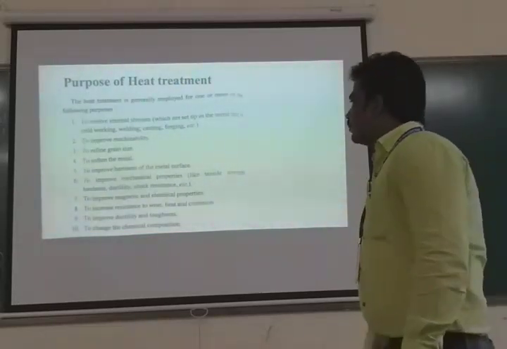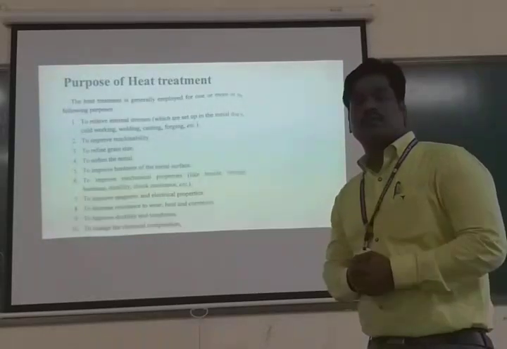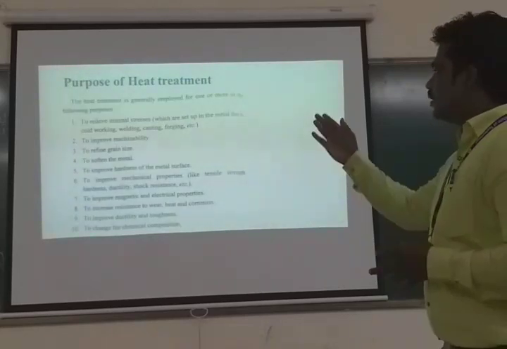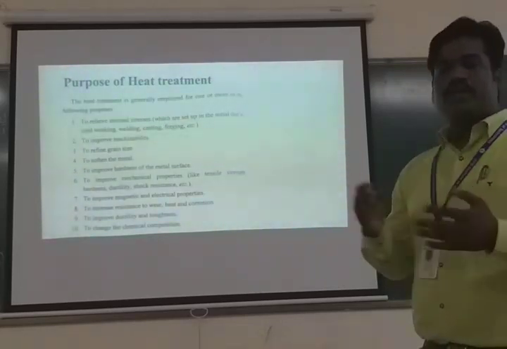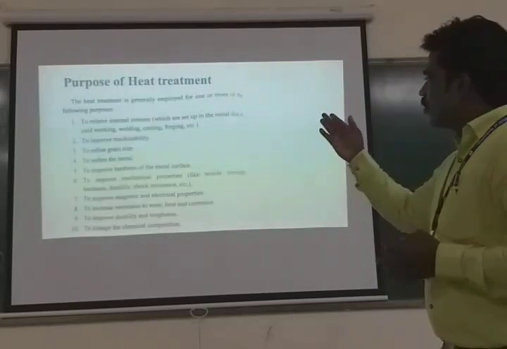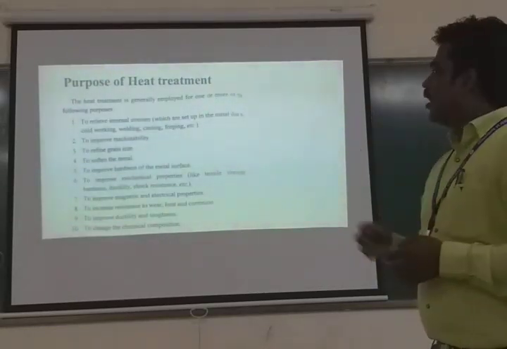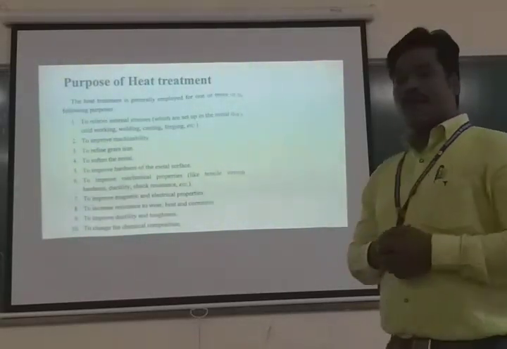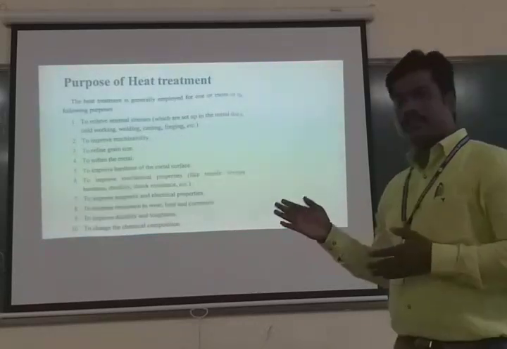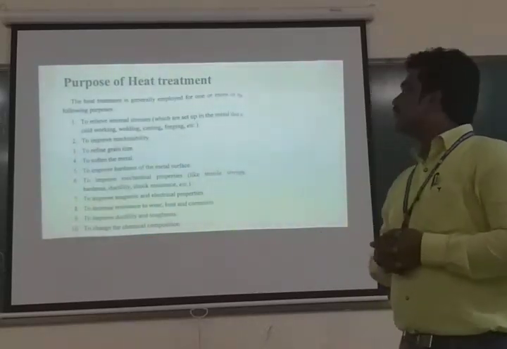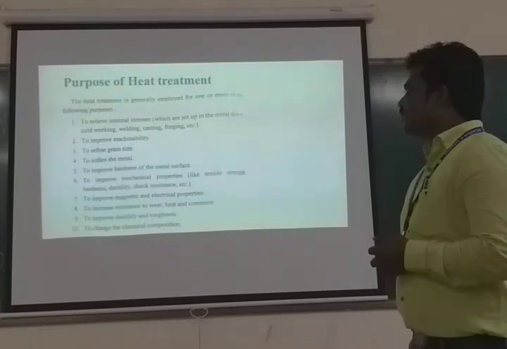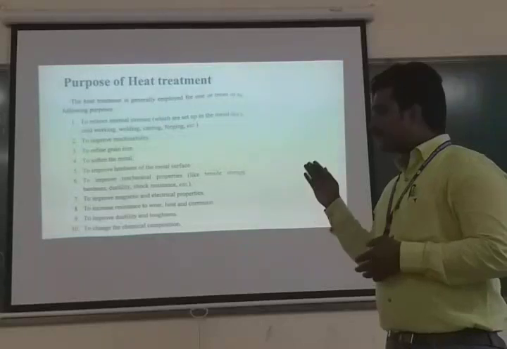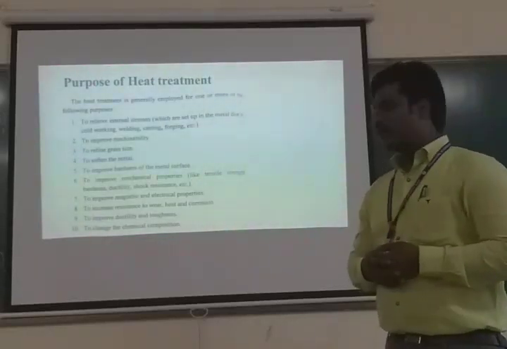The main objectives of heat treatment are classified into 10 types. First one is to relieve the internal stress during the manufacturing process like cold working, welding, casting, and forging. And the second one is to improve the machinability and refine the grain size. The fourth one is softening the material for getting a better machining process. And fifth one is to improve the hardness of the material surface. Sixth one is to improve the mechanical properties like tensile strength, ductility, shock resistance, rigidity and so on.